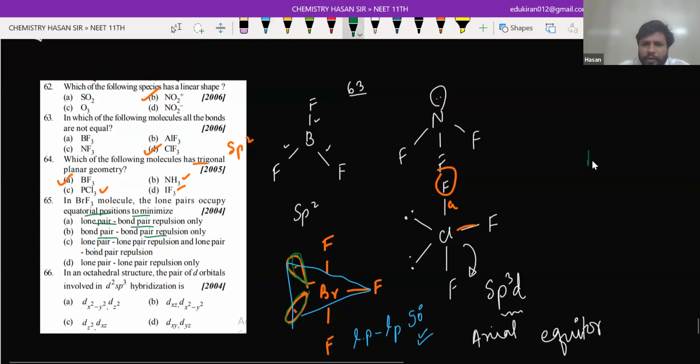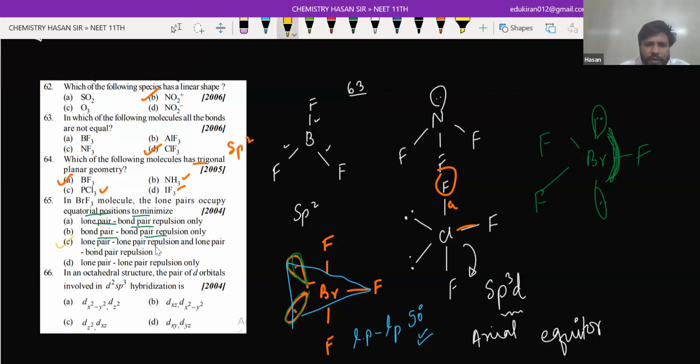But if you are going to put the lone pairs away from each other, like this and this, with fluorine, fluorine, fluorine, now it is at what degree? Far away from each other. So the correct answer is C. Lone pair repulsion will decrease, and lone pair bond pair repulsion also decreases. So that's why the lone pair will occupy the equatorial position. Is that clear?